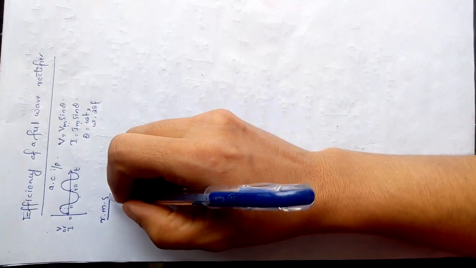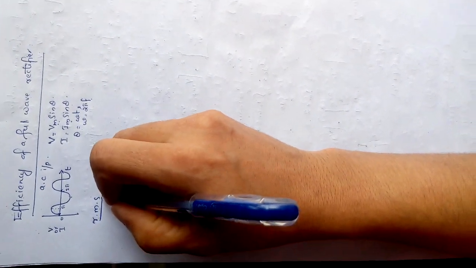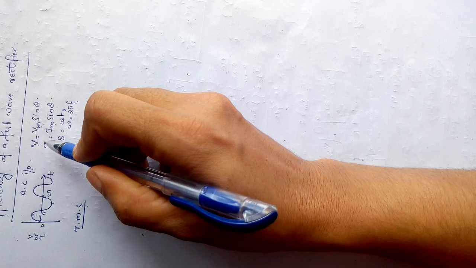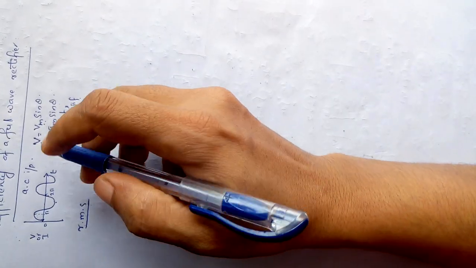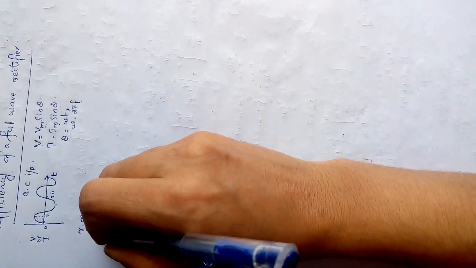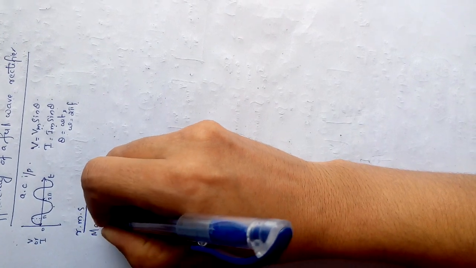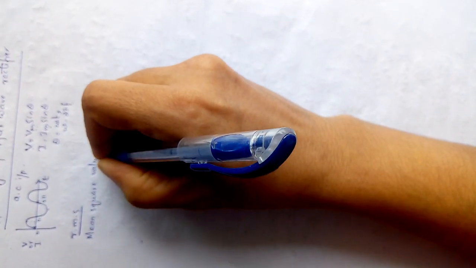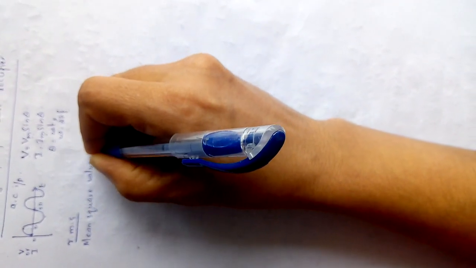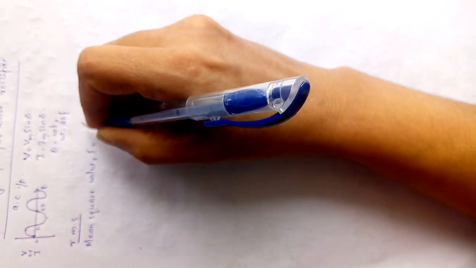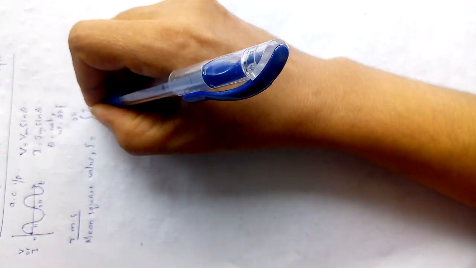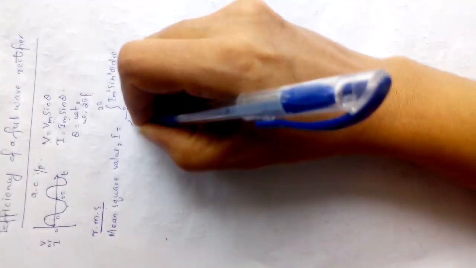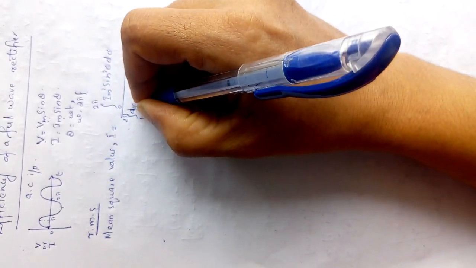The RMS value is the square root of the mean of the squares of the instantaneous values of voltage or current. This is the instantaneous value of voltage, and this is the instantaneous value of current. So first of all, we can find the mean square value. The mean square value of current I is equal to integral 0 to 2 pi Im square sin square theta d theta divided by integral 0 to 2 pi d theta.